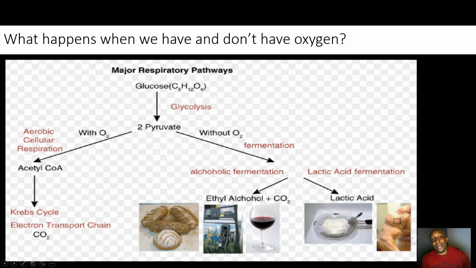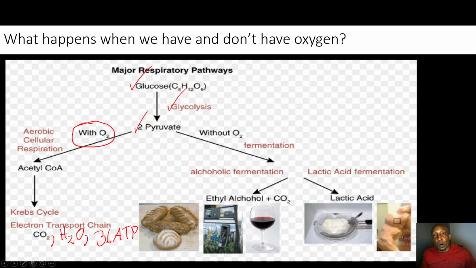So let's first start off with what happens when we have and don't have oxygen. If you notice, both processes take in glucose, which is the energy source, and then both processes go through glycolysis, where glucose is broken down into 2-pyruvate. Now when we have oxygen, we go through aerobic cellular respiration, where acetyl-CoA is formed, and then we move into the Krebs cycle and then onto the electron transport chain. What we get out of it as products is carbon dioxide, water, and roughly 36 ATP. But what happens when we don't have oxygen?